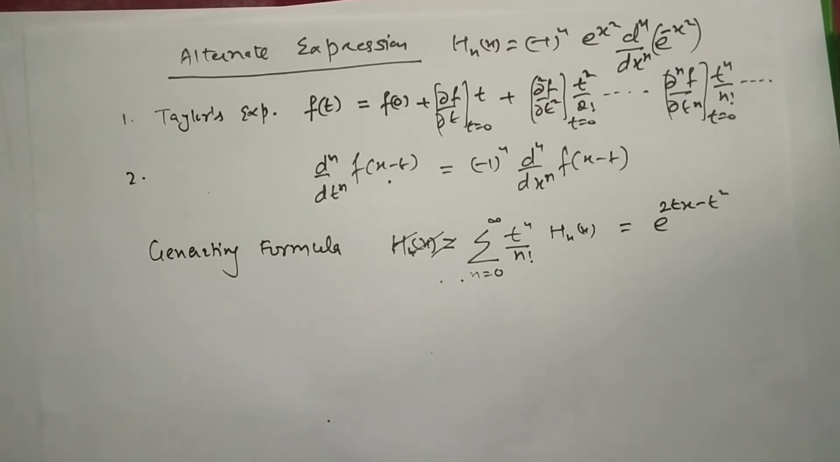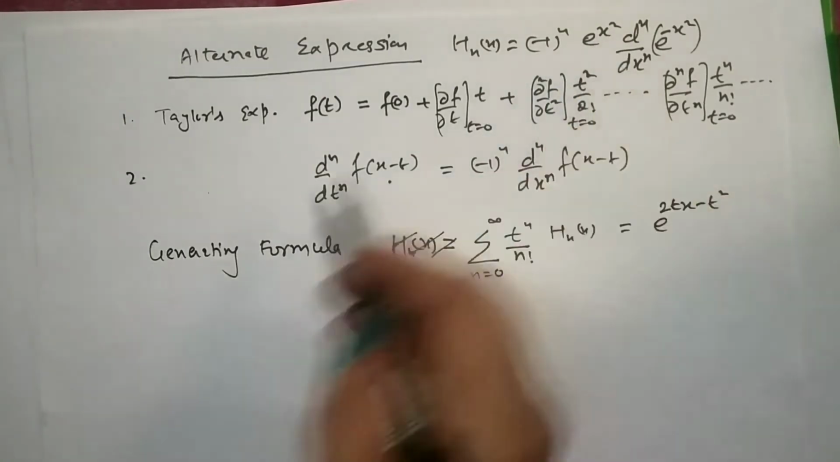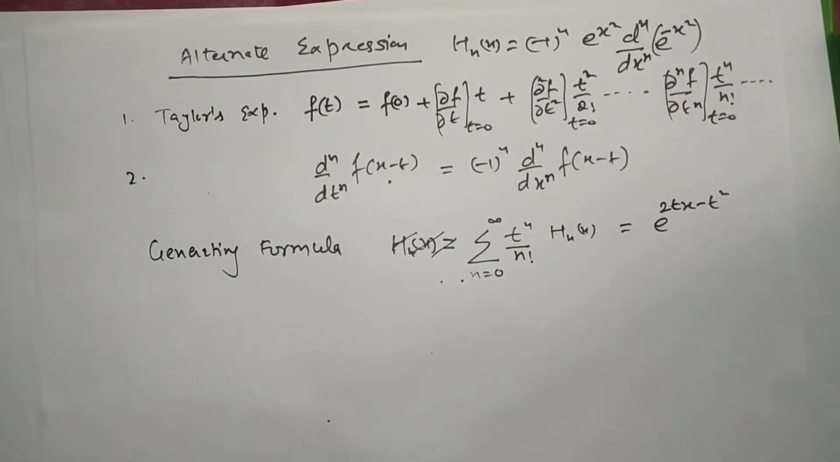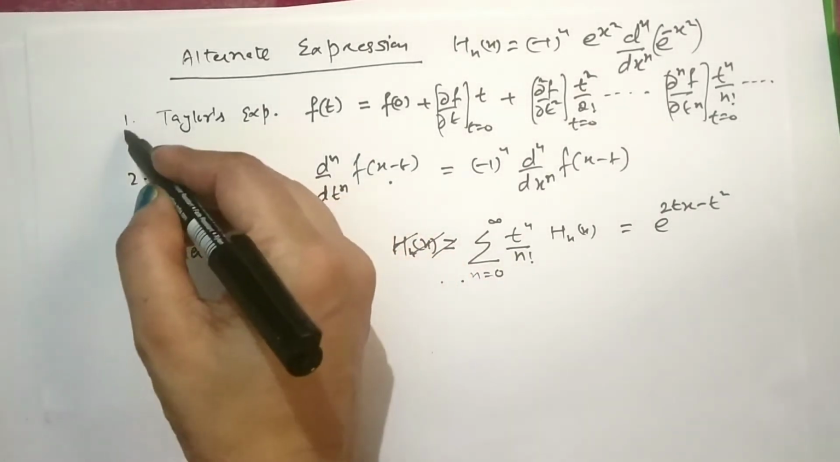Now next is the alternate expression for h n x, which we will prove is equal to minus 1 raised to power n, e raised to power x square, nth derivative of e raised to power minus x square with respect to x. So for proving this, we have to use two important results.